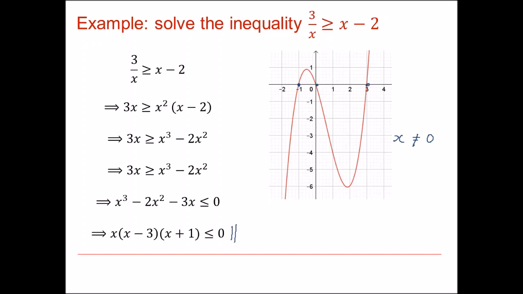So again, if we want our solutions, then we can see from the graph that x is less than or equal to -1, or x lies between 0 and plus 3. But it can be equal to plus 3 but not equal to 0.